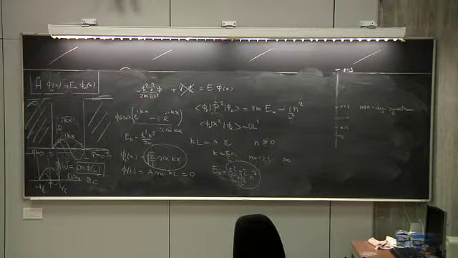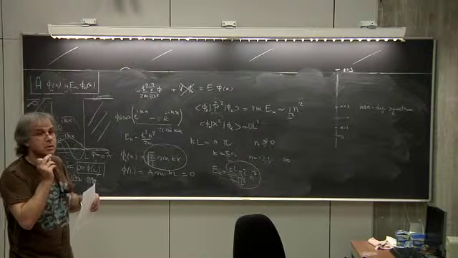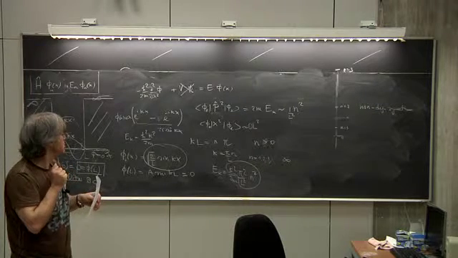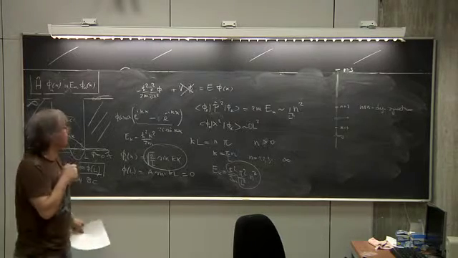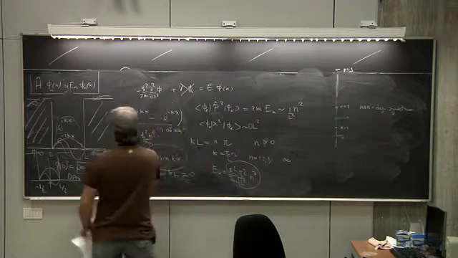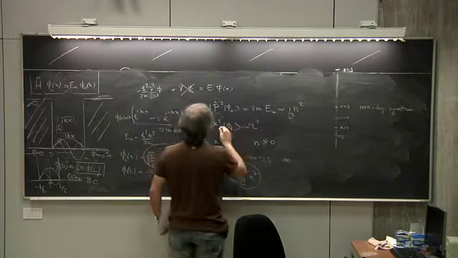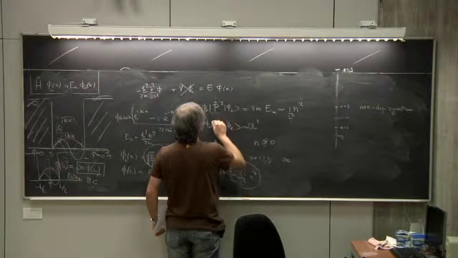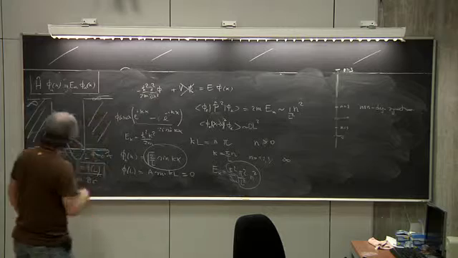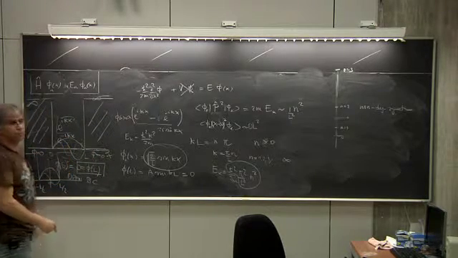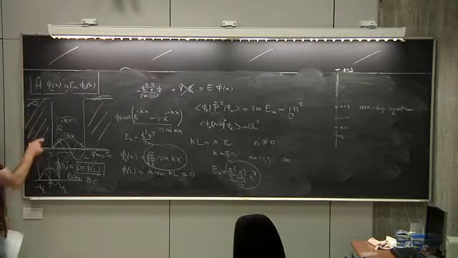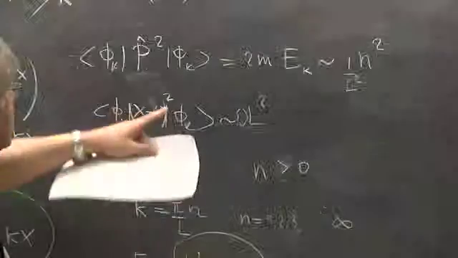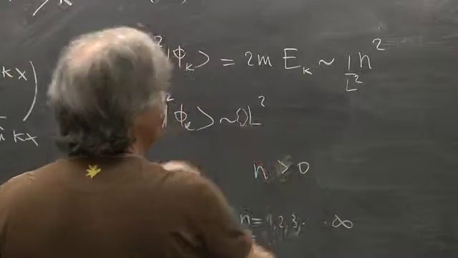If you want to calculate the uncertainty with the function phi of x that we obtained, just do it. Exercise: calculate the uncertainties. If you do it in 0 to L, you have to subtract the average of x, which I think you can calculate easily is L over 2. If you work in this basis here, the average of x is directly 0. Do the calculation explicitly and see how much this is. I'm telling you it's of order L squared, but there are coefficients there.